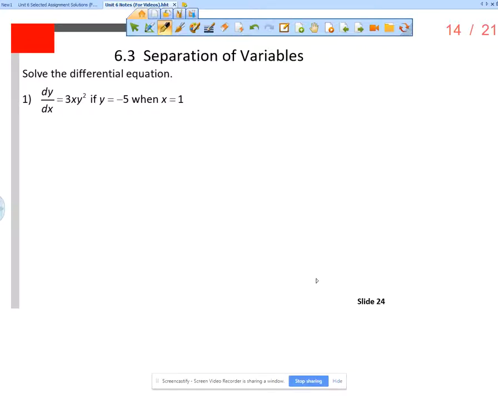This is the video for section 6.3 notes, slides 24 and 25. All right, so in section 6.3, we are still solving a differential equation.